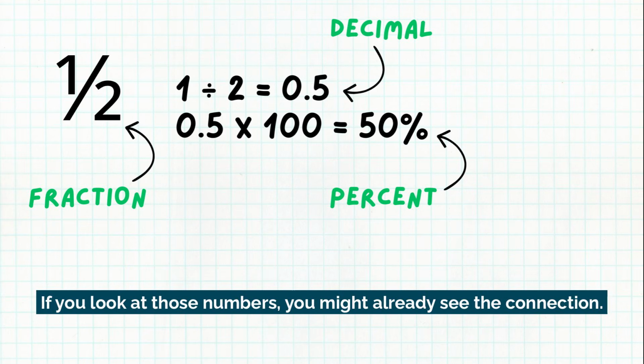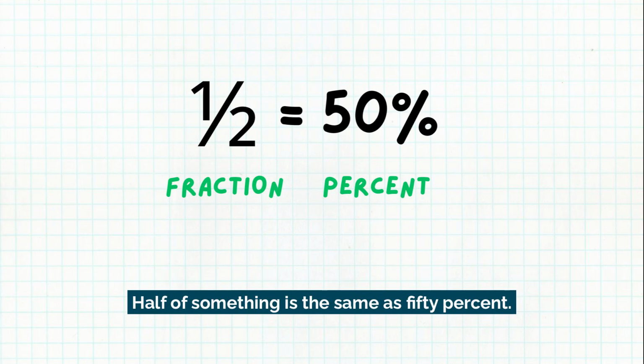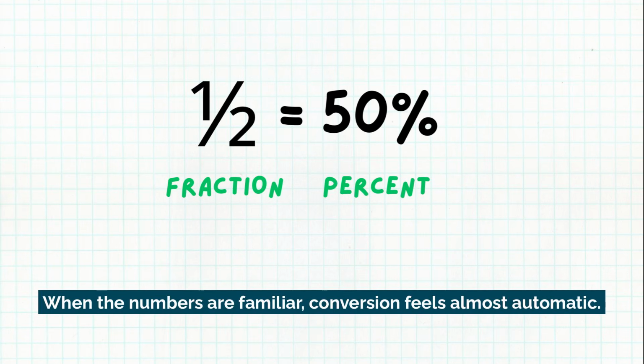If you look at those numbers, you might already see the connection. Half of something is the same as 50%. When the numbers are familiar, conversion feels almost automatic.